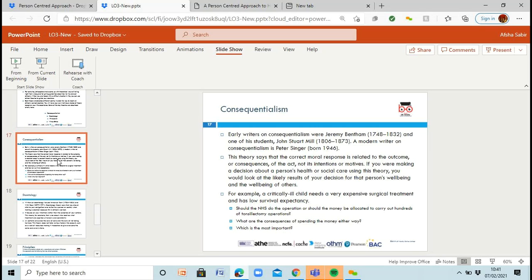So like I was saying, if there's a child who needs an expensive treatment but has a low life expectancy, should the NHS do the operation, or should the money be allocated to hundreds of other operations? So what are the consequences of spending money either way? Which is most important? It's up to you to decide this. So if this child is critically ill, consequentialism is that you are looking at the end result to decide whether or not you do this. So you're not going to say, yeah, it should be done because it should be done. Everybody should get care that they need. This consequentialism theory looks at the end result and says, is it worth it? Is it not worth it? What can be done?